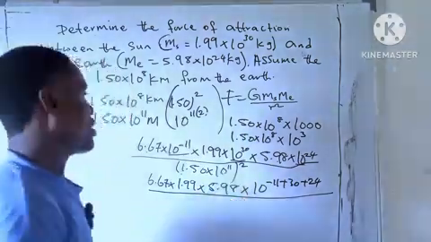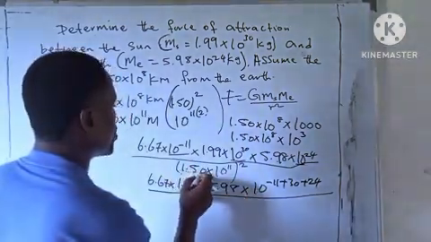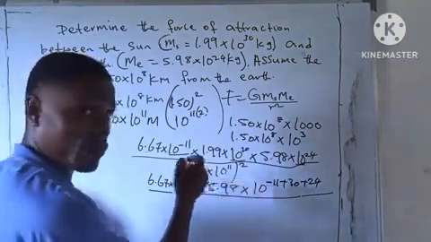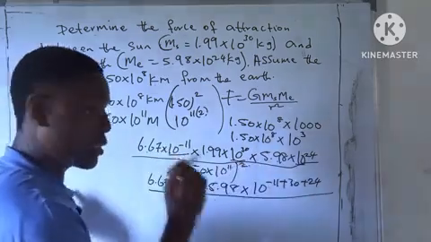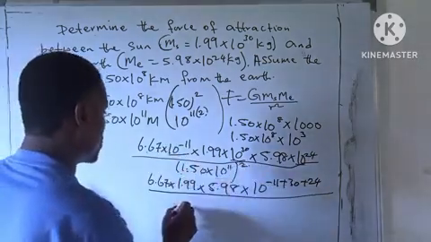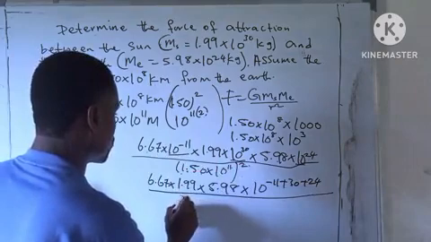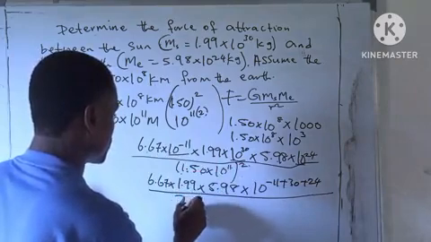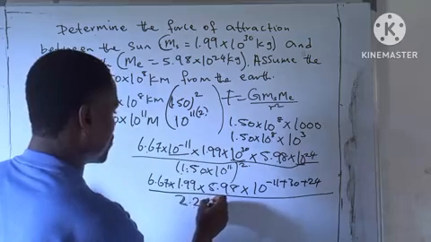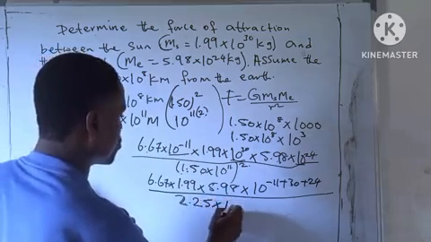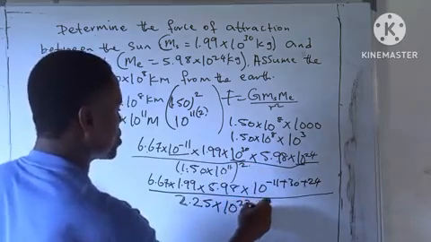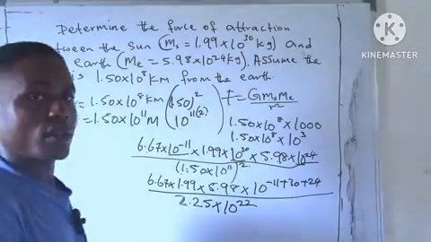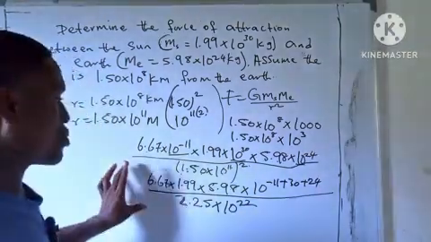So 1.50 times 1.50, because it's squared, it will affect this one and this one. Are you getting it? So 1.50 times 1.50 will give us 2.25. Then times 10 raised to power 11 times 2 will now give us 22. Are you getting it now? So this is how to do it.